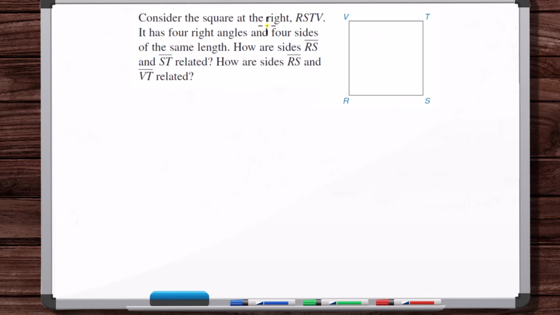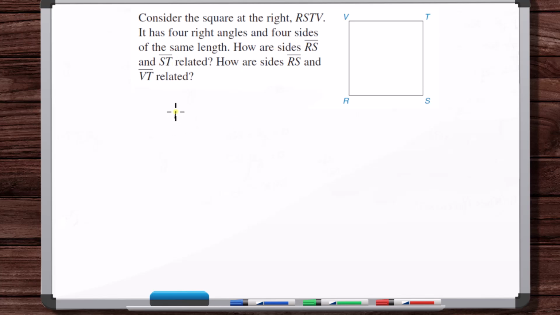Consider the square at the right, RSTV. It has 4 right angles and 4 sides of the same length. How are sides, the segment RS and ST related? How are sides, the segments RS and VT related? So they're referring to these as line segments. You might say, oh, they're equal. No, that's incorrect. They told us that the 4 sides have the same length. So yes, the length of RS and the length of ST are equal, but that's not what the question asked. It's asking, how are these figures related?